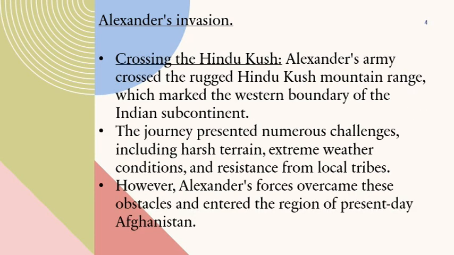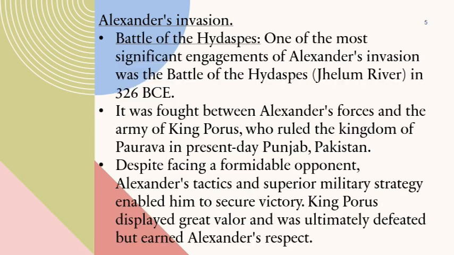Crossing the Hindu Kush: Alexander's army crossed the rugged Hindu Kush mountain range, which marked the western boundary of the Indian subcontinent. The journey presented numerous challenges, including harsh terrain, extreme weather conditions, and resistance from local tribes. However, Alexander's forces overcame these obstacles and entered the region of present-day Afghanistan.